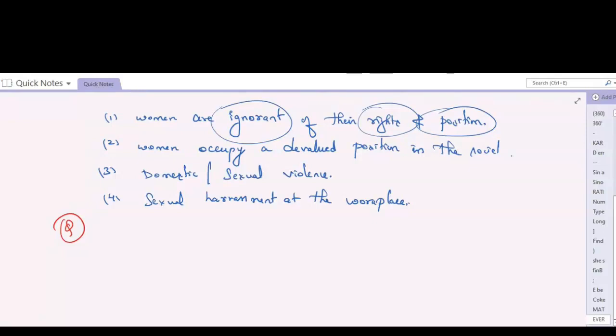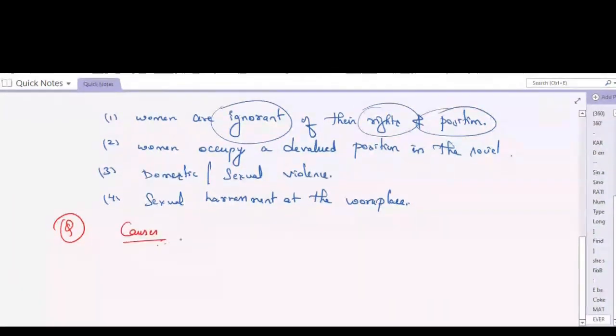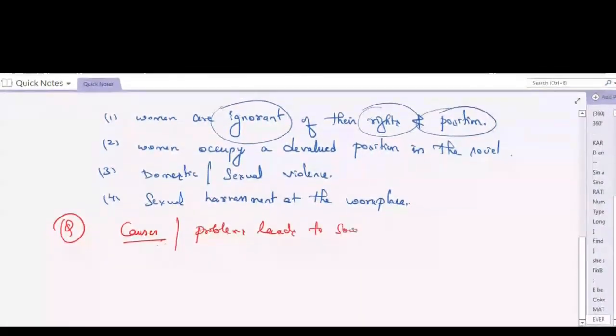See, they can ask you this question in any order. What leads to stratification of society, or what are the causes for social stratification? Or they can even ask: write the causes for social stratification. What are the problems that lead to social stratification? What made social stratification in the society? Like that, they can ask you any sort of question.